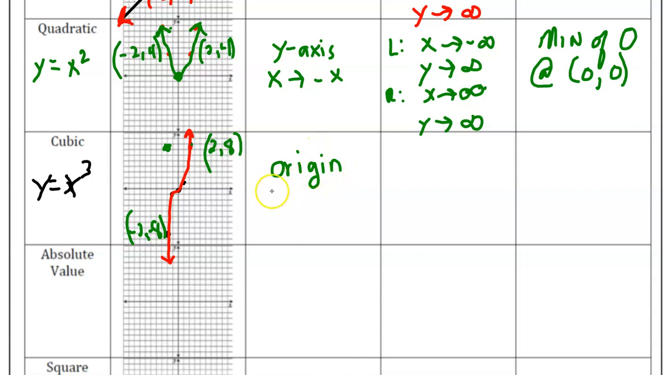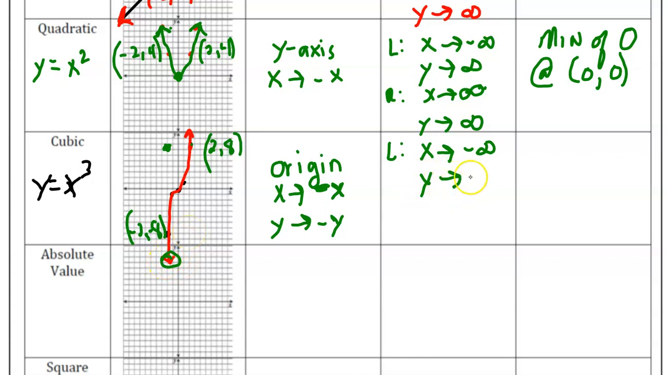Origin symmetry. Why? Because we negated both x to the opposite of x and y to the opposite of y. Those ordered pairs are the same. You negate both of them. Okay, so now our left side behavior, that means x is going towards negative infinity. So y is going down over here, isn't it? Right there. So y is going towards negative infinity. My right side, that means x is going up, towards positive infinity. My y is also going up towards positive infinity.